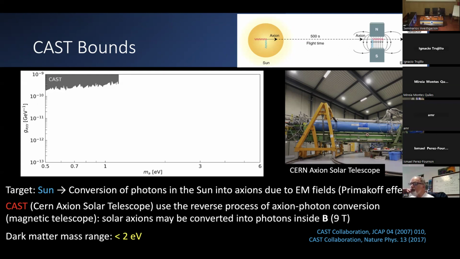Okay, so in the case of CAST, this is the CERN Axion Solar Telescope, the target is the sun. So you have here the conversion of photons in the sun into axions, and then you have these electromagnetic fields. At the end of the day, you expect X-rays. That uses the Primakoff effect. In this case, you can constrain dark matter masses below 2 electron volts.